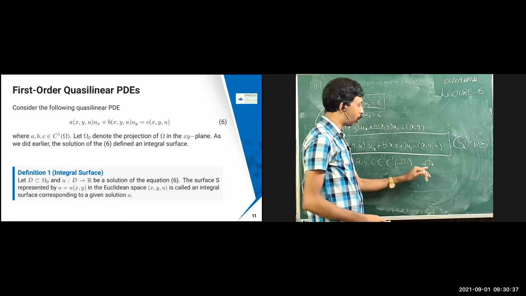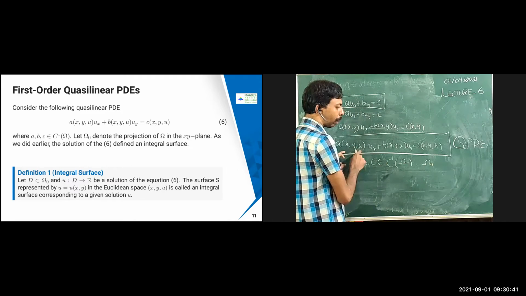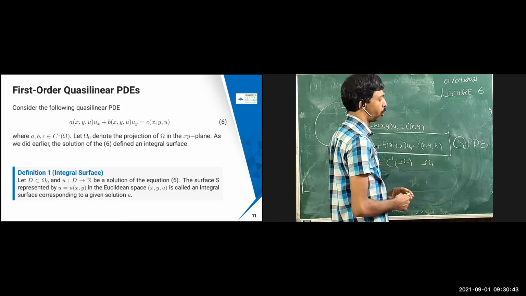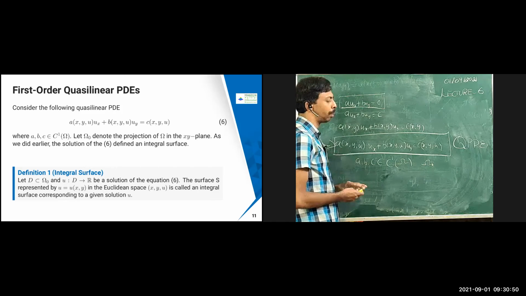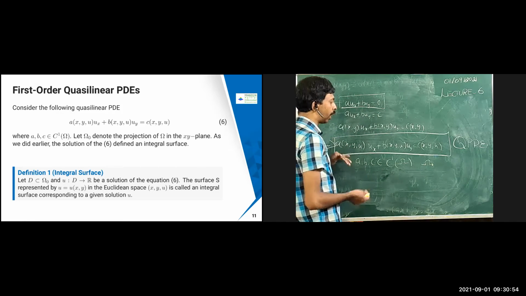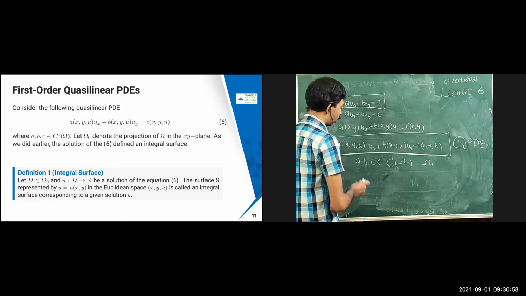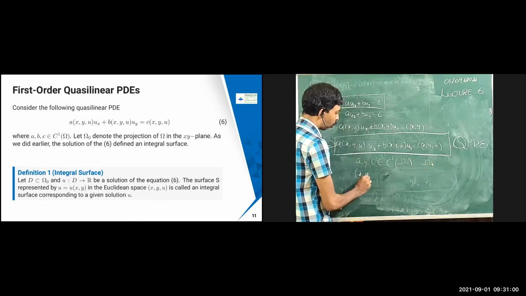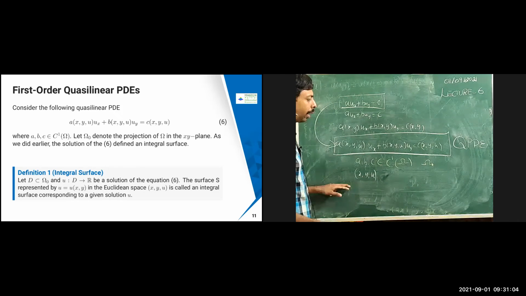So I have to take omega naught, which means I'm just going to take a projection of this (x, y, u) in the xy plane. I'm going to project it. Once again, if we obtain the solution for this one, that is going to become an integral surface for this one. I call it an integral surface, although we have the three equations. This Euclidean space (x, y, u) is called the integral surface.